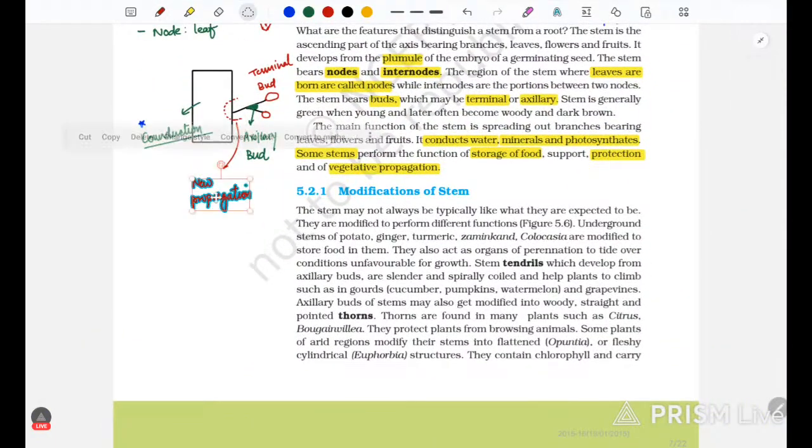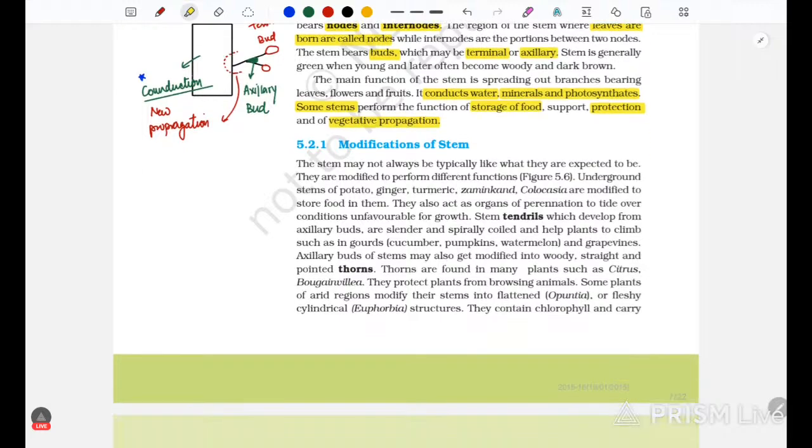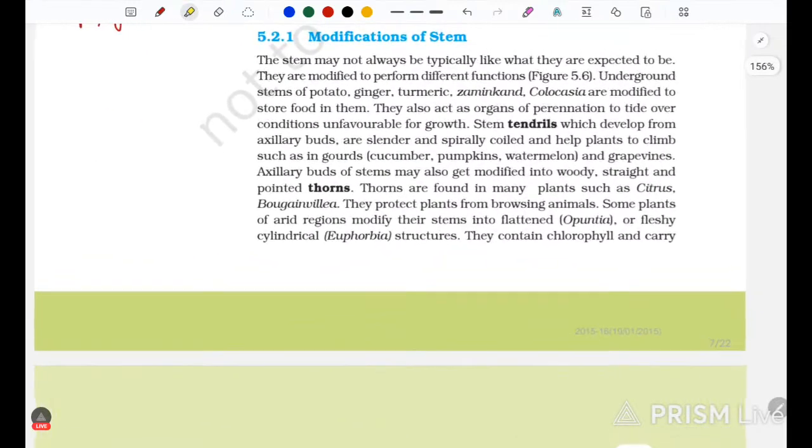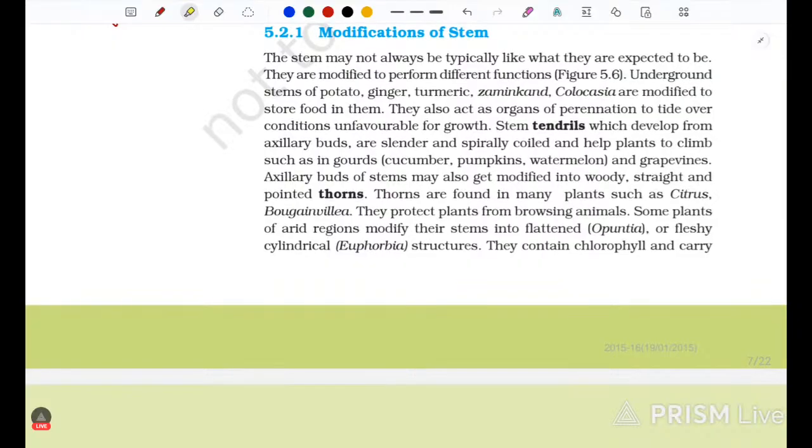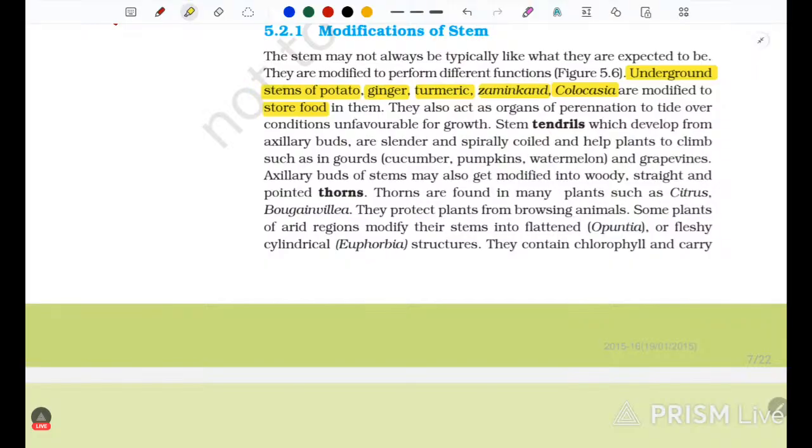Coming on to what are the modifications of stem. So let's quickly understand about the modifications of stem. देखो, the stem may not always be typically like what they are expected to be. They are modified different structures, like underground stem of potato, ginger, turmeric, zamikand, colocasia are modified to store food. Okay, so storage of food is done by all these things.